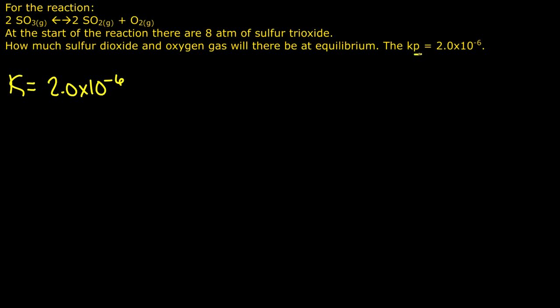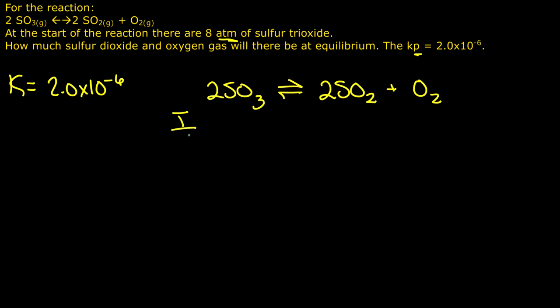Now, you see this P here. P means pressure, so we're doing pressure equilibrium. Also indicated by the atmospheres of our initial amounts. So our reaction is 2SO3. It's a gas. Yields 2SO2, also a gas, plus O2, which is also a gas. So everything's going to be used in this one. So initially there's 8 atmospheres of sulfur trioxide. So I got 8 ATMs. There is no mention of any initial concentrations of our products, so they are just 0.